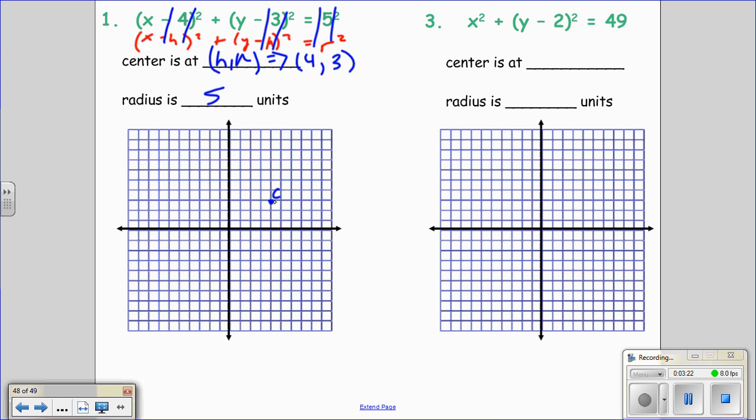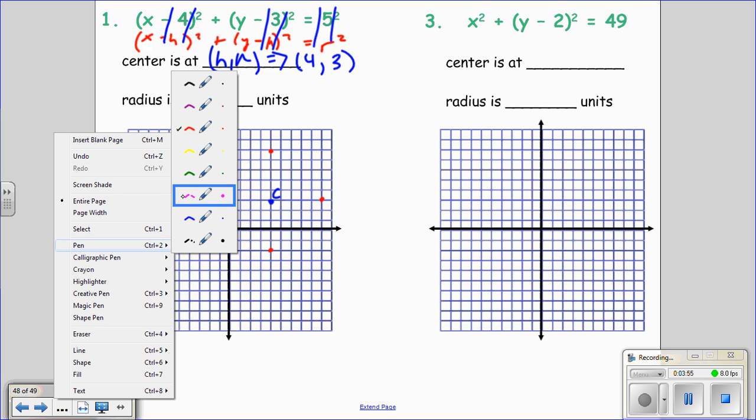So in all directions you can go 5 and there will be another point. If I go 5 to the right, 1, 2, 3, 4, 5, there would be a point here. I can go 5 upwards, 1, 2, 3, 4, 5, there's a point there. 5 to the left, I would end up here, and 5 downwards, I would end up right here. And then connect it with a circle as best as you possibly can.